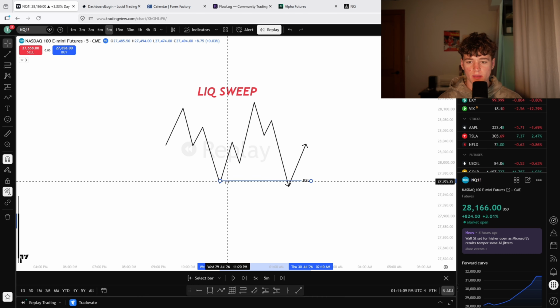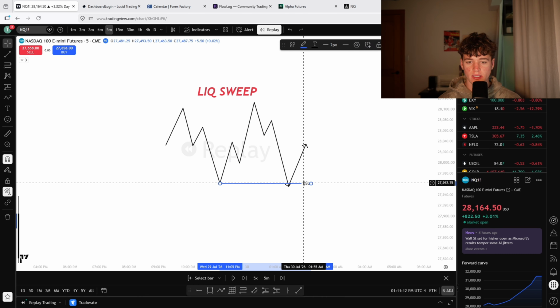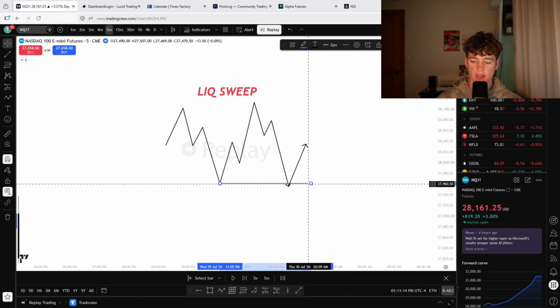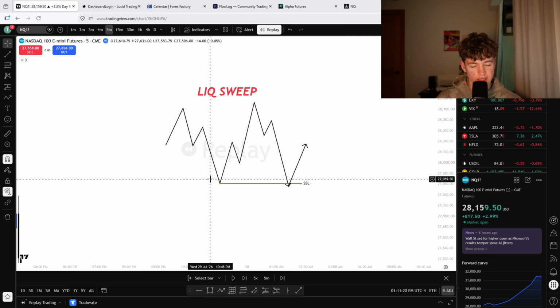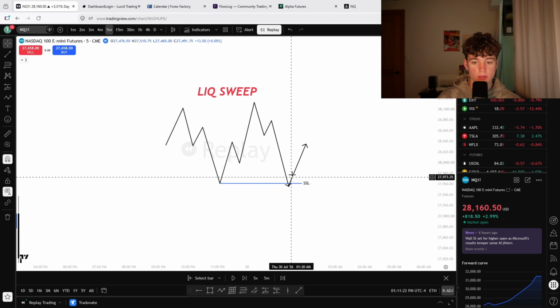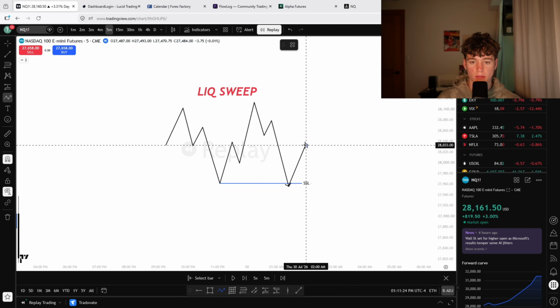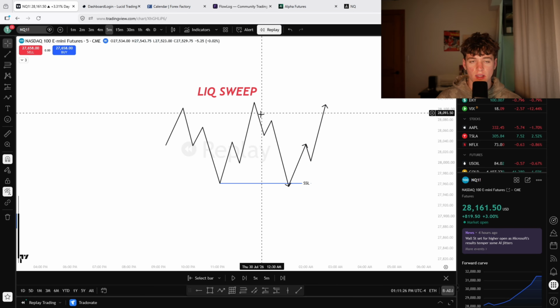And of course, the same thing can be said for a swing low. So let's say that this is our sell side liquidity down here. You can see price came down below this swing low, below this sell side liquidity, took out the resting orders, and then reversed upwards like that.